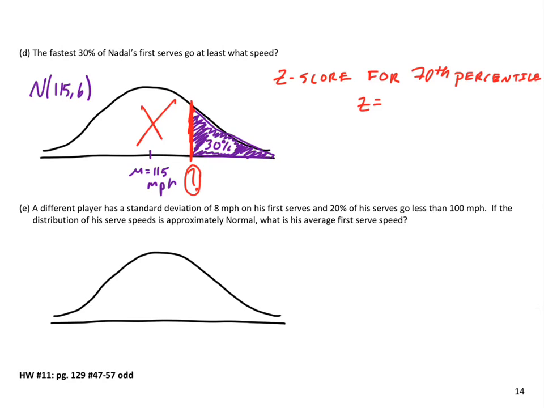So here we did it this way, because it said lower 25%. This is upper 30, right? Yes. So what's the z-score there for the 70th percentile? 0.53. Or 0.52. Which one is it?